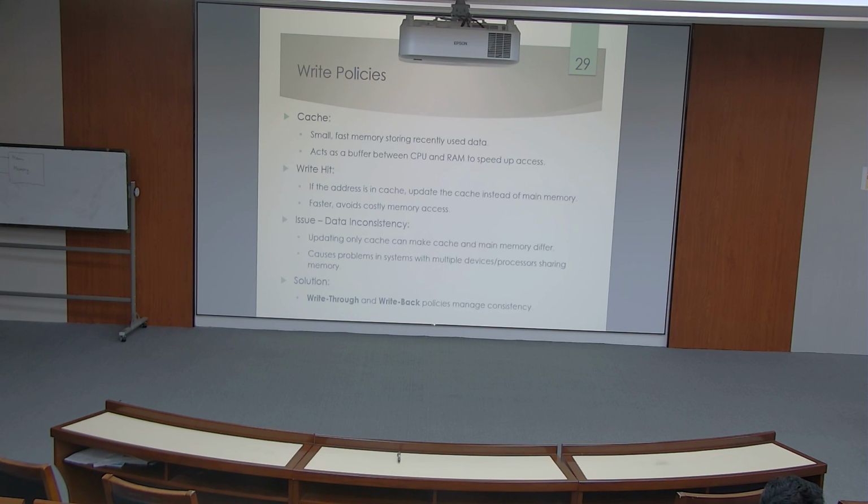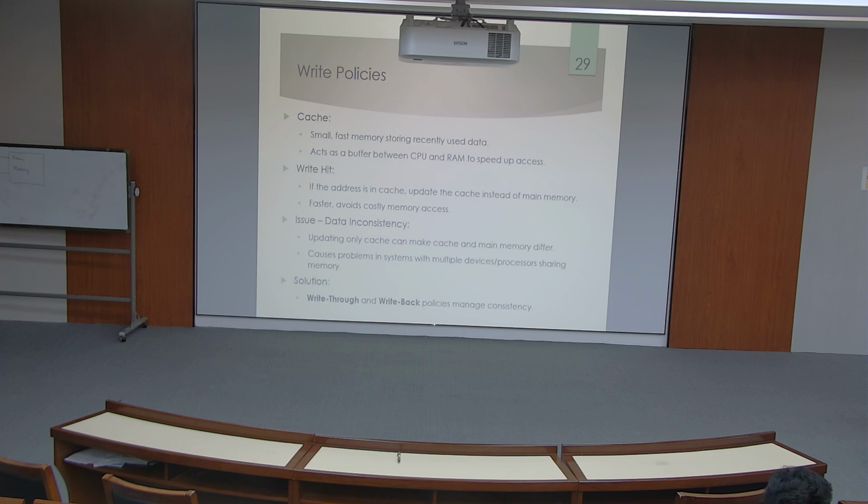Now, what are the write policies that need to be applied? We have two types of write policies, write back and write through. But before we talk about these write policies, we need to understand that the cache memory is smaller and faster to store the most recently used data, as I have said before. So it acts as a buffer between the central processing unit and the main memory to speed up the access.